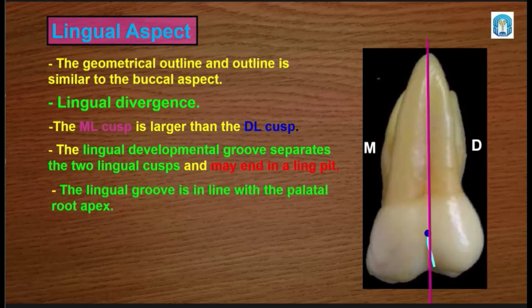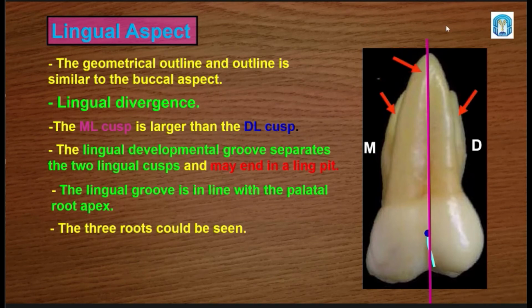The lingual groove is in line with the palatal root apex. You see the lingual groove is in line with the apex of the palatal root, the same line, straight. The three roots can be seen from the palatal side because the palatal root is very big, almost covering the whole area, but on both sides you can see the mesial part of the mesial root and part of the distal root. Because there is only one root in front, the three roots can be seen from here.